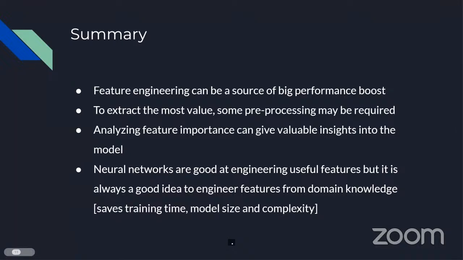As a summary, overall, feature engineering for sure can boost the performance of your model, and it is one of the top methods for improving performance. You have to have some pre-processing methods initially. And feature importance can give valuable insights for your model. If you want to look at it from a selling point of view, sometimes as data scientists we have to sell the model to the business, so feature importance can come in handy there. Ultimately, what we want to say is that neural networks are good at feature engineering, but it is always a good idea to engineer features from domain knowledge, so that will save training time, model size, and complexity. We talked about it.